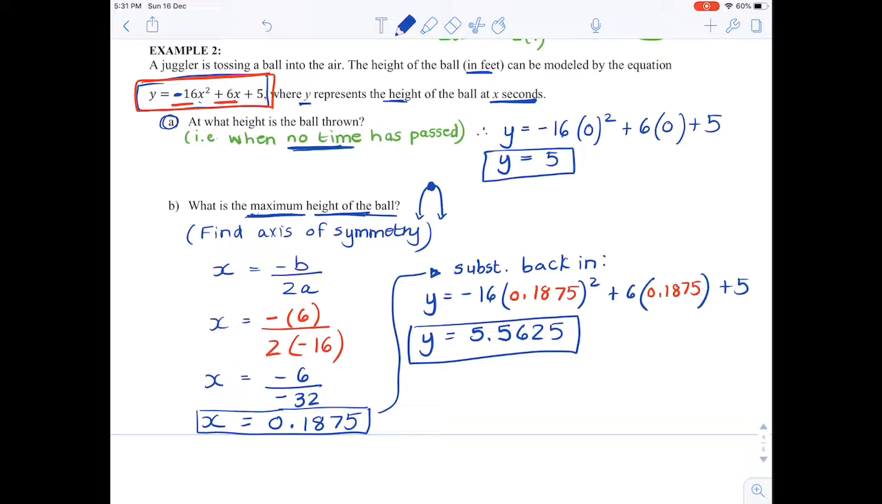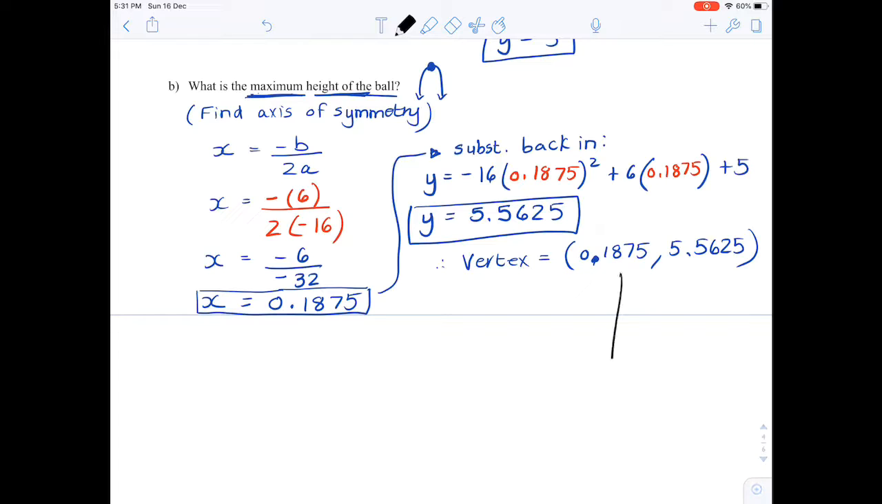Now remember, those two answers are not separate. What they create is an ordered pair, and that ordered pair is the vertex. The vertex, or the maximum point, is equal to (0.1875, 5.5625). So that's your vertex. Now I'm going to switch over to black and draw a little sketch. I know I'm going over the page here, but I think you will have space.